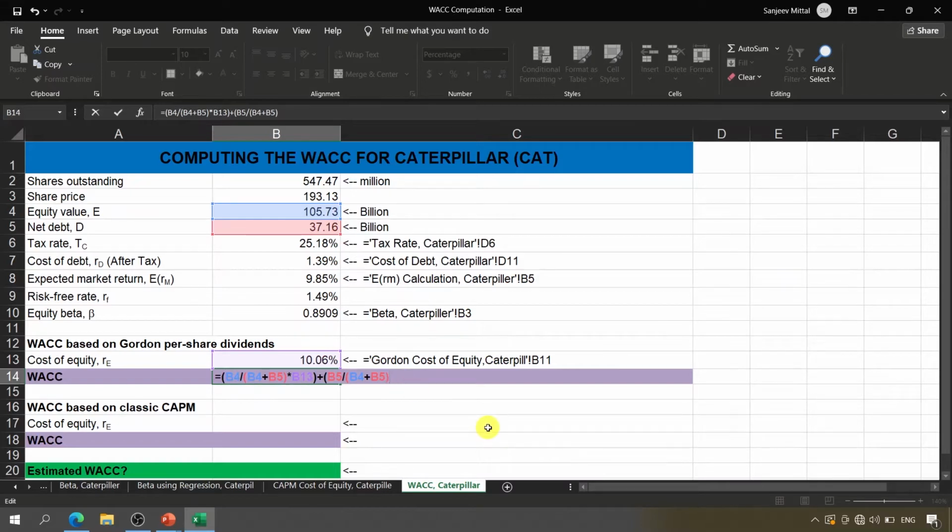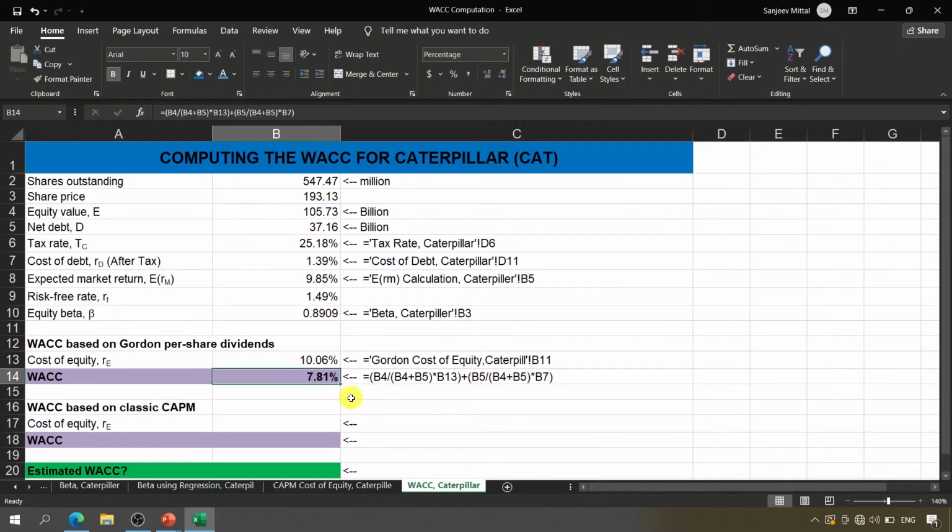Once we calculate the weight of debt, we shall simply multiply this number with our cost of debt, which is 1.39%. And if we close down these brackets, we shall simply get our WACC, that is weighted average cost of capital, which is 7.81% using Gordon's growth model.